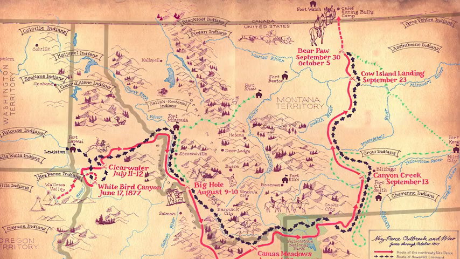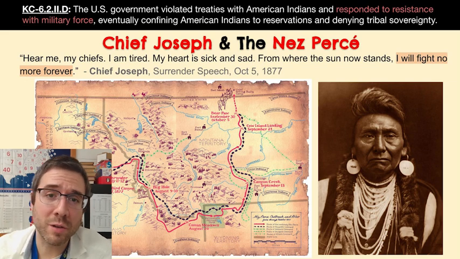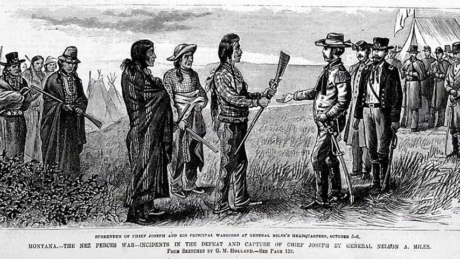And there's numerous battles between the Nez Perce and the U.S. military, again, just trying to keep them from going to Canada. Chief Joseph eventually surrenders, and his surrender speech is very famously known. I'll read the final line from it. "Hear me, my chiefs. I am tired. My heart is sick and sad. From where the sun now stands, I will fight no more forever."